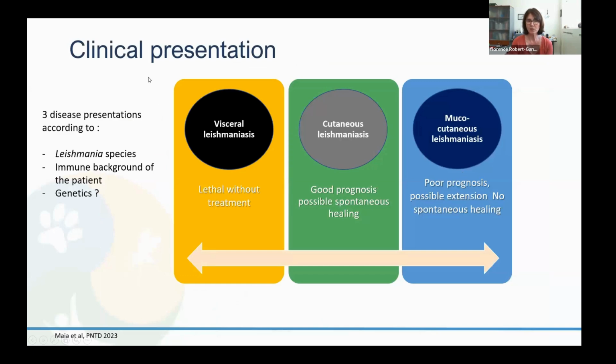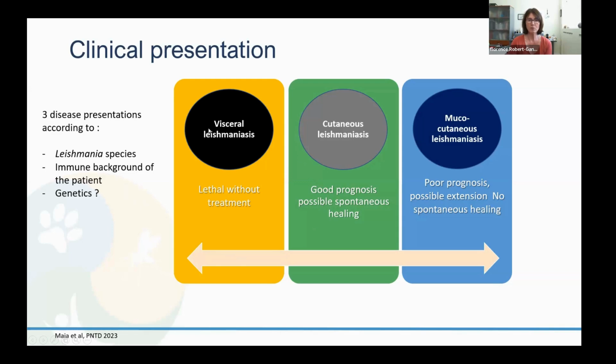So the clinical presentation can depend on several factors, the Leishmania species, as I told you, but also the immune background of the patient and probably the genetics of the patient, but these genetic factors remain largely unknown to date, although they are highly suspected in some geographic areas. It can also depend on probably malnutrition, particularly in Africa or in India.